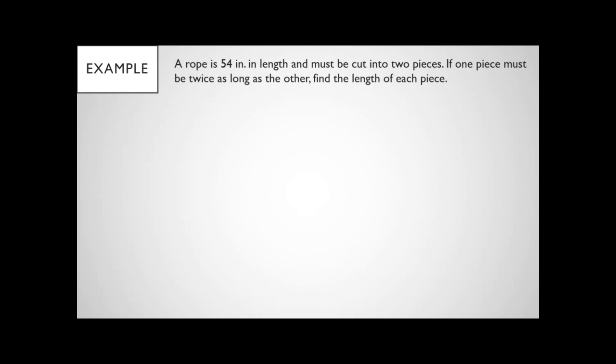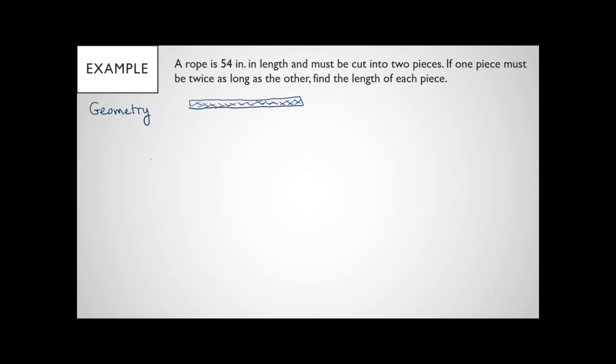A rope is 54 inches in length and must be cut into 2 pieces. If one piece must be twice as long as the other, find the length of each piece. As soon as you see that something is being cut into 2 pieces, this falls into my geometry problems. And whenever I have a geometry problem, I draw a picture. So this is supposed to be a rope. I don't know what the braiding on a rope really looks like, but that's my rope. So I'm just drawing a picture. I always draw a picture when I have geometry problems.